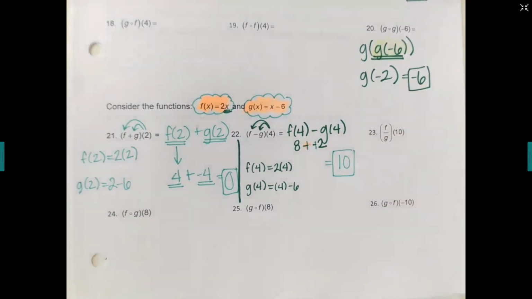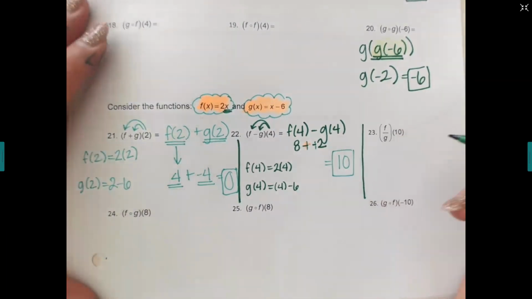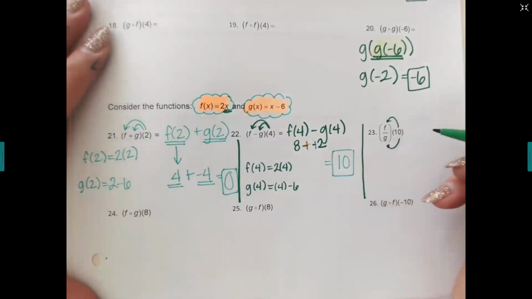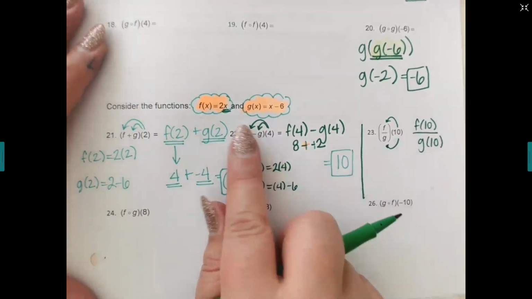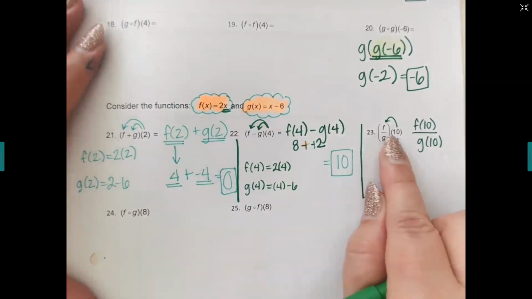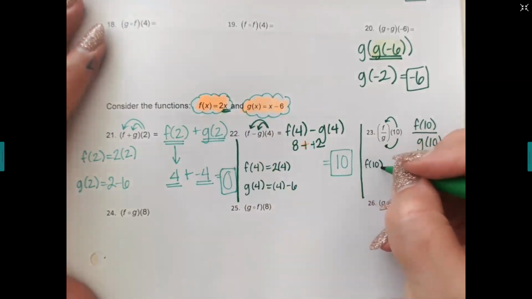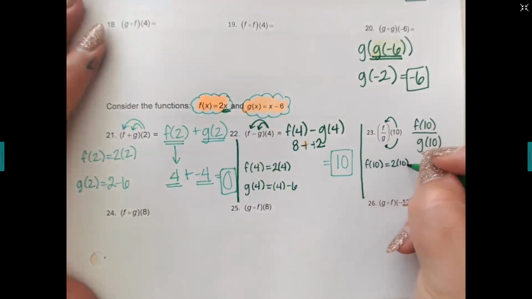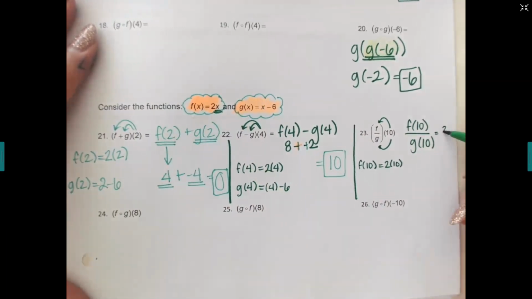All right, we have one with division right behind that. I want f divided by g of 10. Well, then that's going to be f of 10 divided by g of 10. And then remember, to find these values, you're just plugging into your equation. So my f of 10 would be 2 times 10. And I know that 2 times 10, that's going to give me a 20 on top.